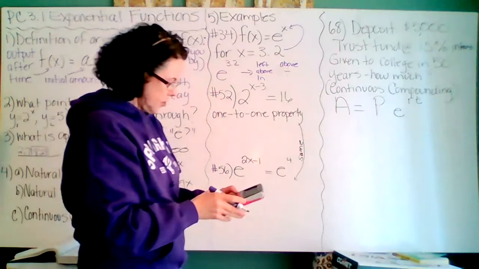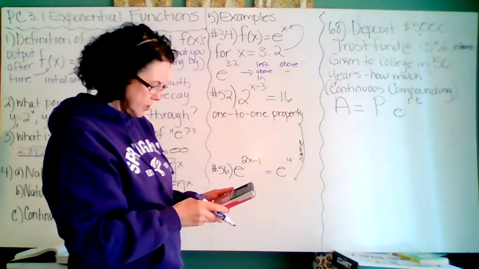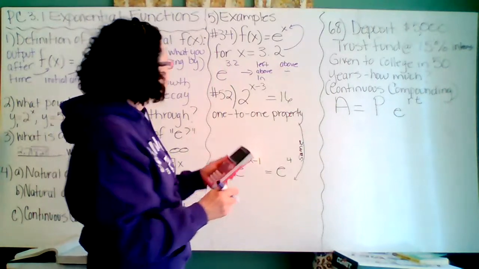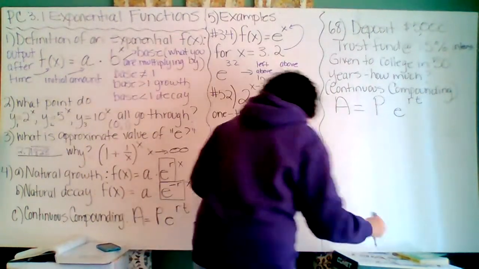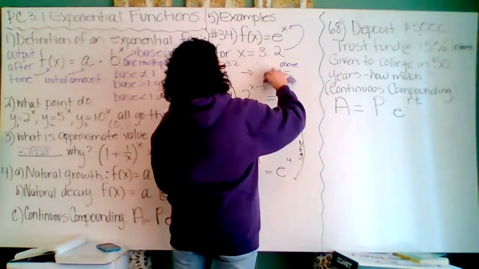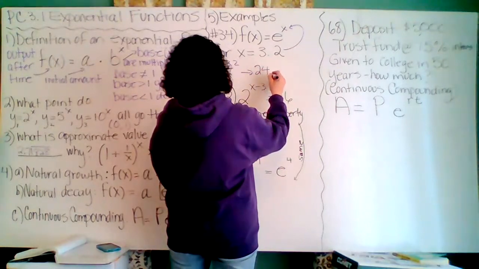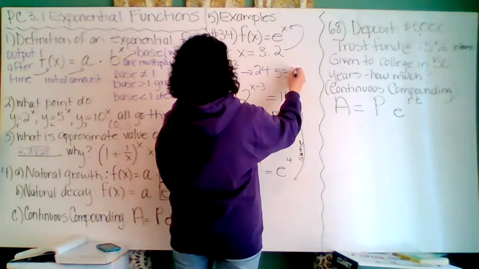Okay, so I'm going to go ahead. I'm going to use the e to the x above the natural log button, and I'm just going to put in a 3.2 for the x, and that is 24.533.